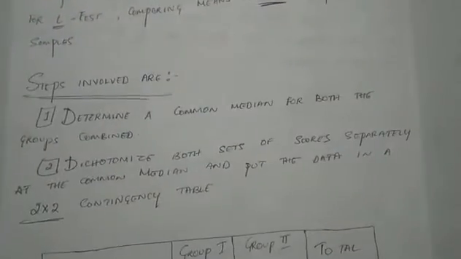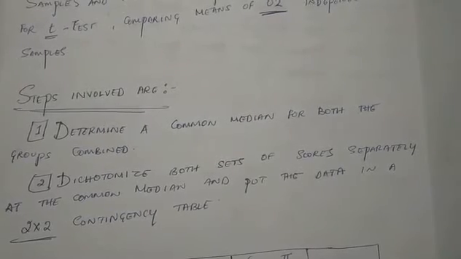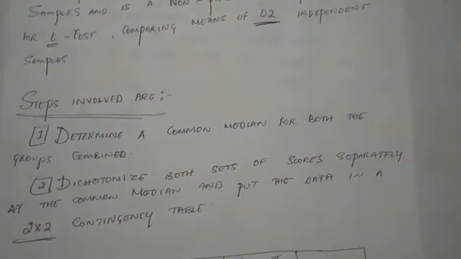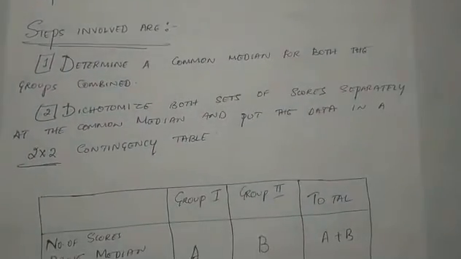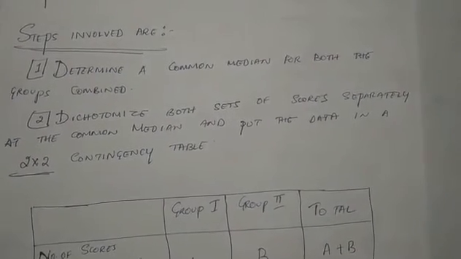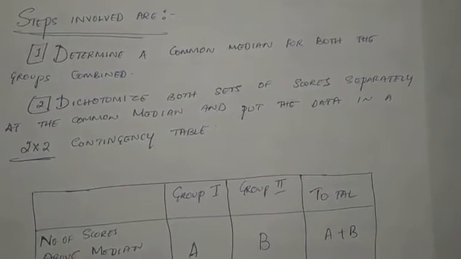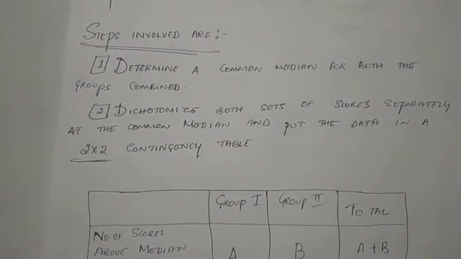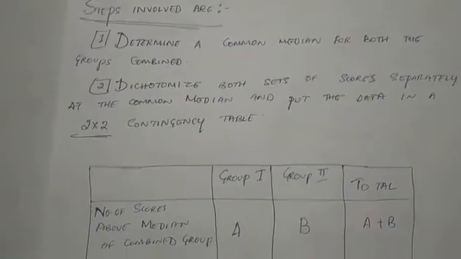We have the steps listed out here. One is to determine a common median for both the groups combined. We have two sets of groups and we have to find a common median for both the groups when they are combined together, and then dichotomize both sets of scores separately at the common median and put the data in a 2x2 contingency table.